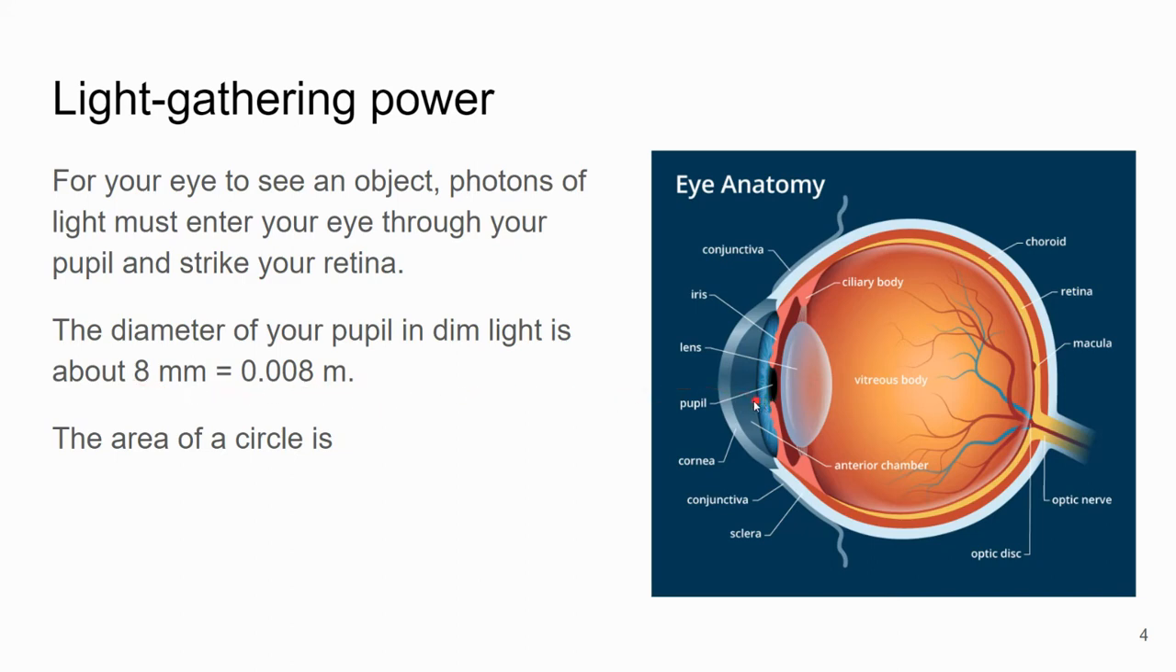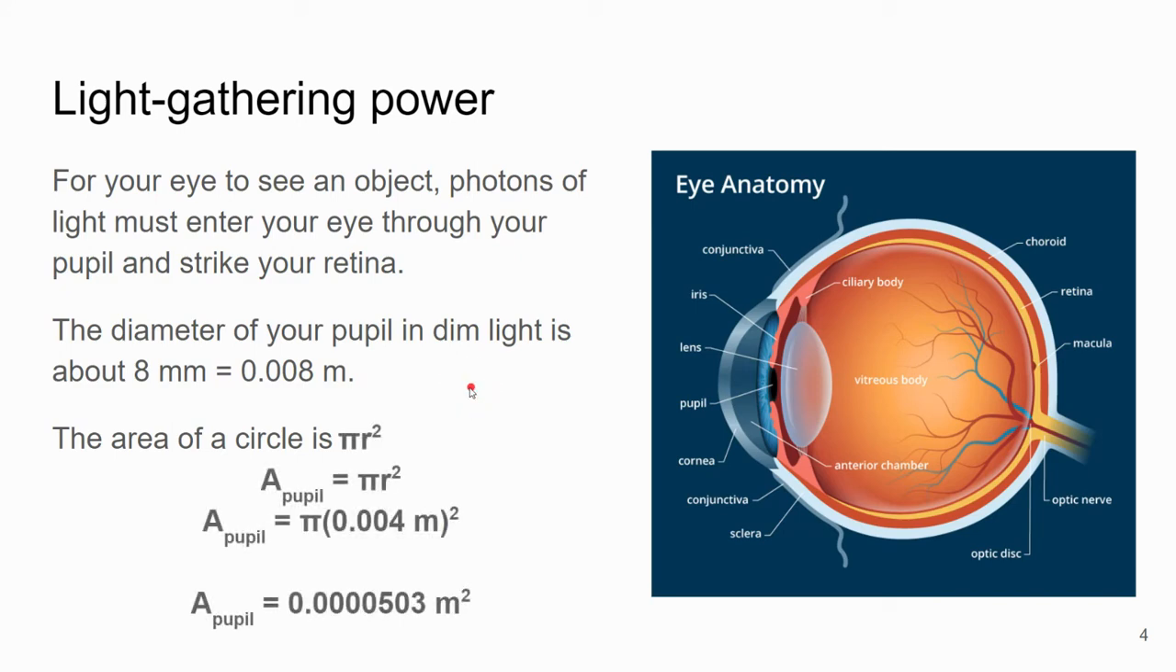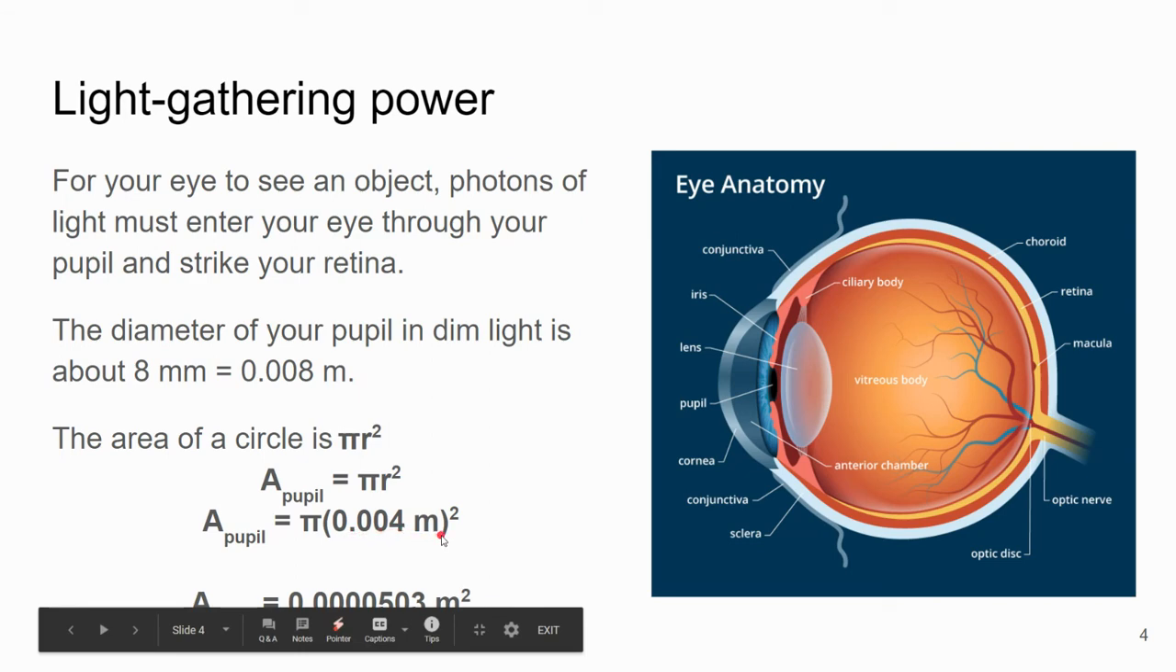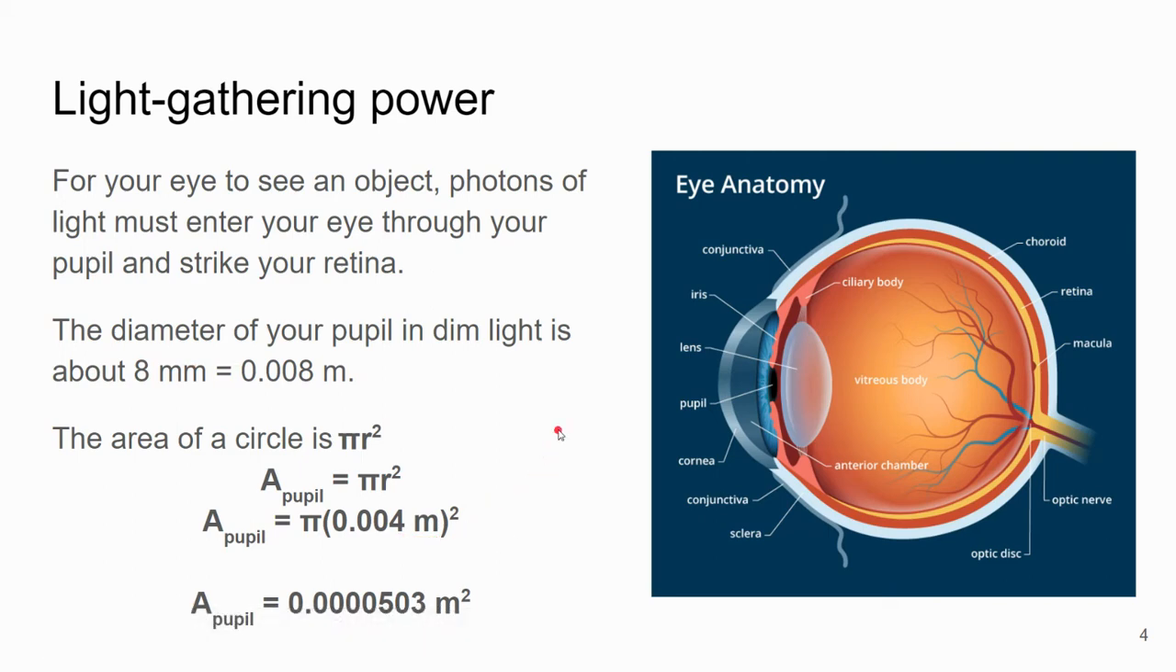If you have a circle with that diameter, what is the area of that circle? The formula for the area of a circle is pi r squared. This formula is going to be important. This is how we figure out the light gathering power of a telescope, by looking at its radius, plugging it into this, getting the area of the telescope, and that's basically its light gathering power. In this case, you plug in 4 millimeters, 0.004 meters, because if that's the diameter, this is the radius, into this formula, and you get this really tiny number, 0.0000503 meters squared.